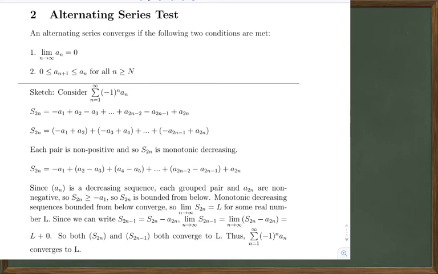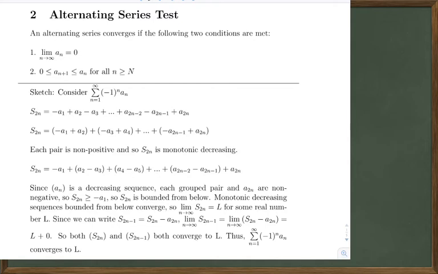We can regroup this and say s_2n is equal to negative a_1 plus a_2 minus a_3 plus a_4 minus a_5 plus dot dot dot a_(2n-2) minus a_(2n-1), and then plus a_(2n). Since a_n is a decreasing sequence, each grouped pair and a_(2n) are non-negative. So s_2n is going to be greater than or equal to the very first term, negative a_1. So s_2n is bounded from below.